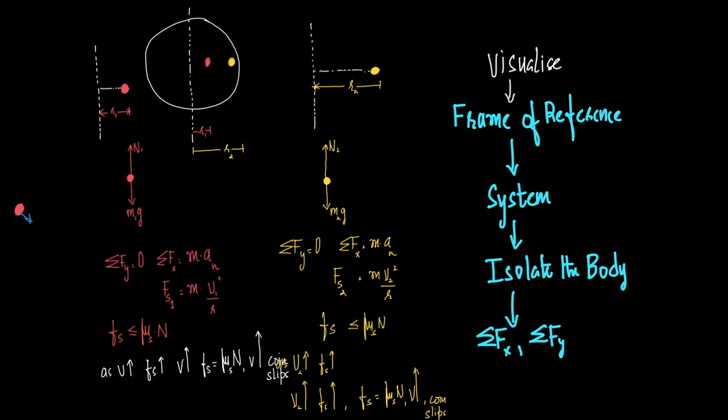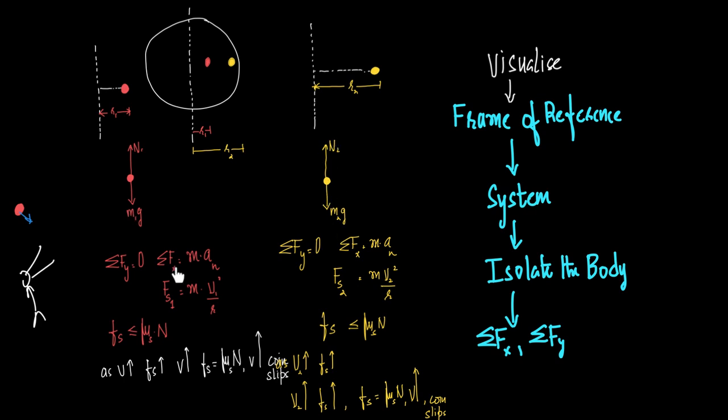Frame of reference. As usual, I'll stick to the inertial frame of reference, which means the observer is standing outside of wherever this picture is happening. Then the system: we have the system, which is the disk and the coin. Isolate the body. The body is isolated here. Then sigma of x, sigma of y. We have drawn N1, m1g, N2, m2g.